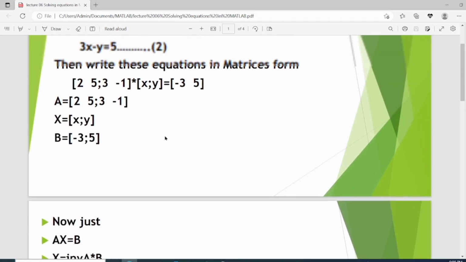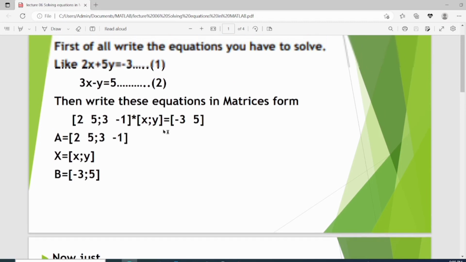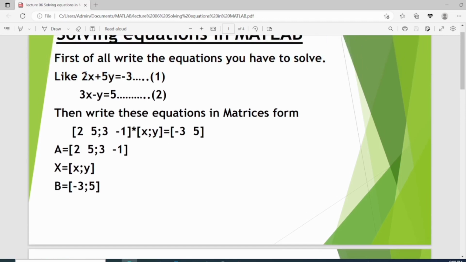Now let me write these equations in MATLAB and get the answers for x and y. Those values of x and y should satisfy both equations. It means when we put the values of x and y in the first equation, the left hand side must be minus 3. Similarly, when you put the values of x and y in equation number 2, the left hand side must be equal to 5. Right? So let me write this in MATLAB.